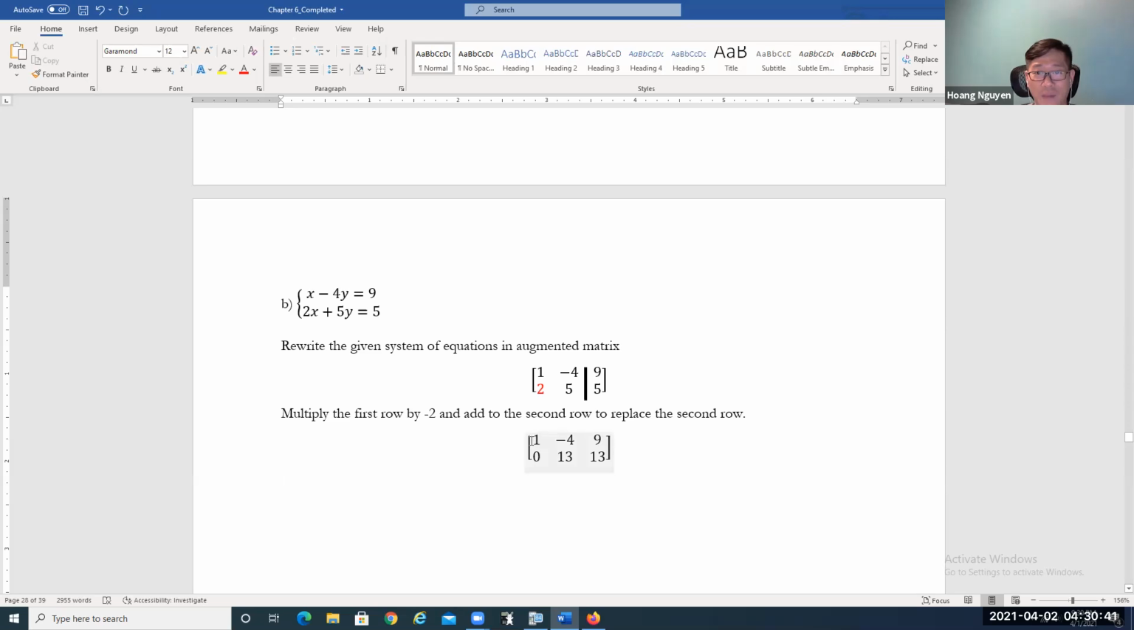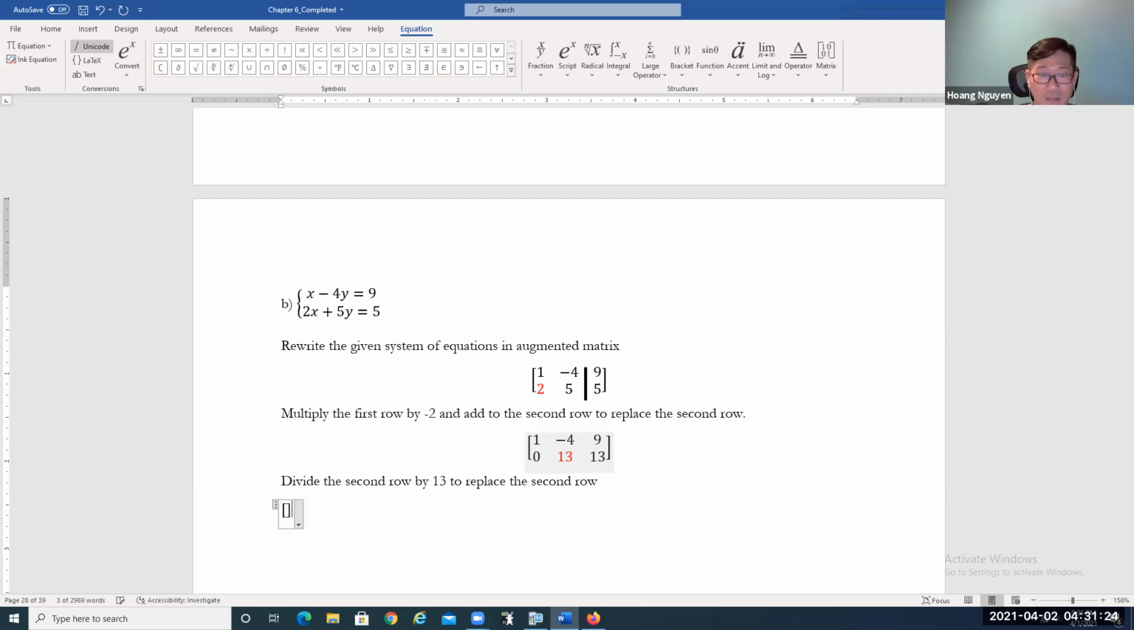Okay, so we look at the elements on the diagonal. The first element on the main diagonal is already 1, and the number below that is 0, so that's good. Now we move on to the second element on the main diagonal. This is 13 right here, but you don't want 13 there. You want to make that number equal 1. So what are we going to do? I will multiply by, or I can say divide by 13. Divide the second row by 13 to replace the second row.